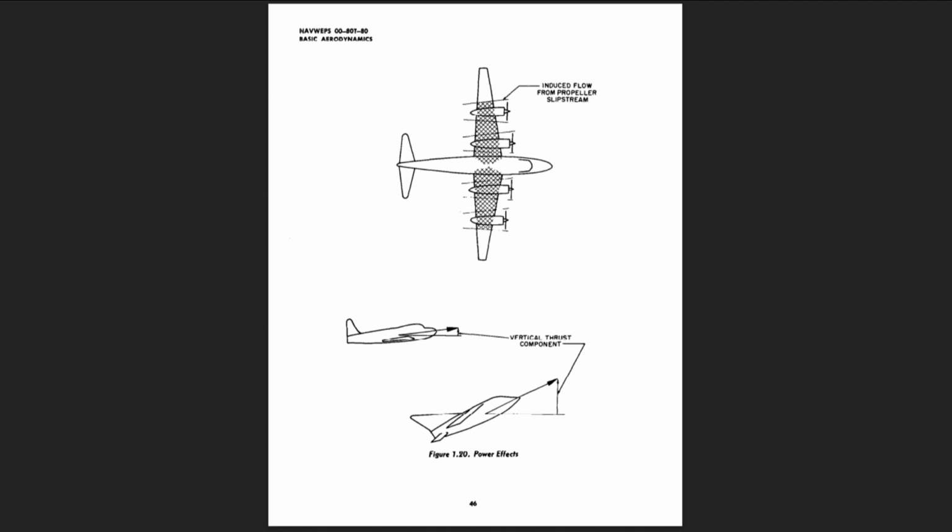The typical jet aircraft does not experience the induced flow velocities encountered in propeller-driven airplanes, thus, the only significant factor is the vertical component of thrust. Since this vertical component contributes to supporting the airplane, less aerodynamic lift is required to hold the airplane in flight.